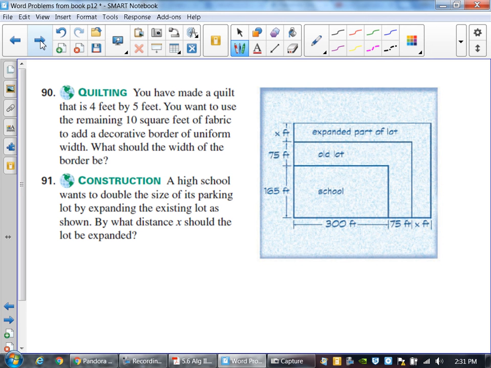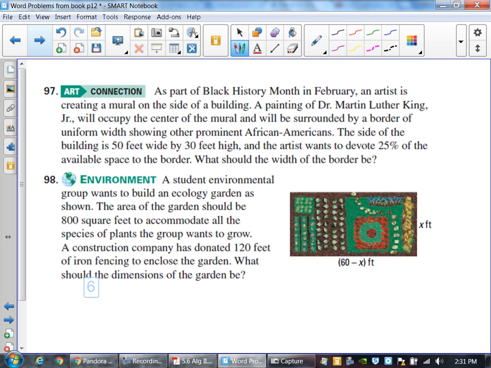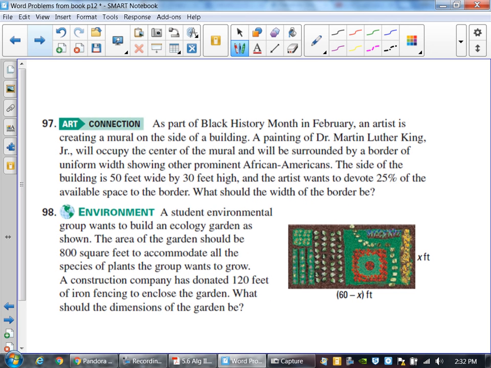Number 90 and number 91 are very similar to the border problem with the picture frame. Number 97 also is, but the difference in number 97 is that they give you the outer perimeter of the wall at 50 by 30, and you want to make your mural on the inside of it. So instead of adding uniform width, you are going to be subtracting uniform width.